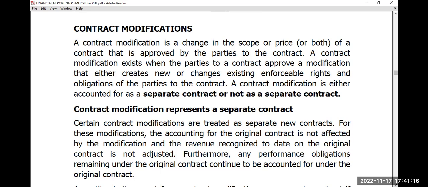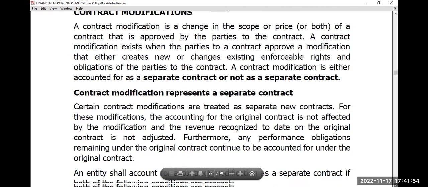drafting a new contract. But there is a scenario whereby you were supposed to transfer 10,000 tons to Kenya, and now they are telling you to take them to South Sudan, and even the costs are going to be changing, and the terms are going to be changing, everything is changing. So it will lead us to creating a new contract. We are saying, how are we going to be accounting for this contract modification when you have a separate contract? We're saying that a contract modification represents a separate contract. That's what we are going to look at.